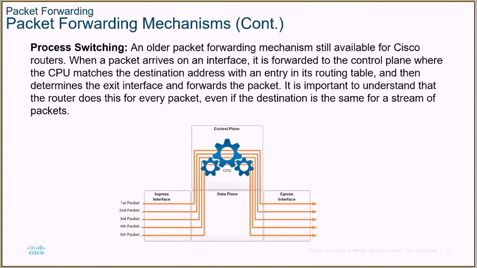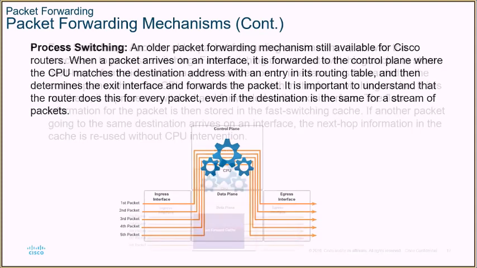All right, so I've already explained what these slides say. An older packet forwarding mechanism is still available for Cisco routers. When a packet arrives at the interface, it is forwarded to the control plane where the CPU matches the destination address to an entry in its routing table and then determines the exit interface and forwards the packet. It's important to understand that the router does this for every packet, even if the destination is the same for a stream of packets. So it's not a quick way to go. It's thorough, I suppose, but it's slower.